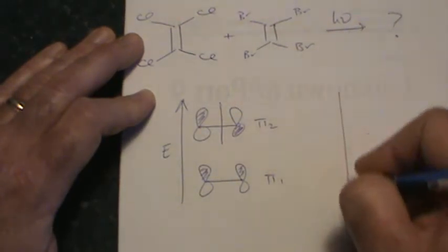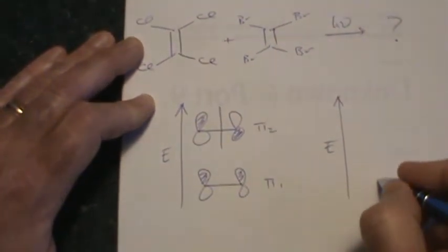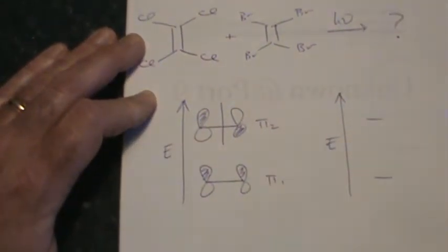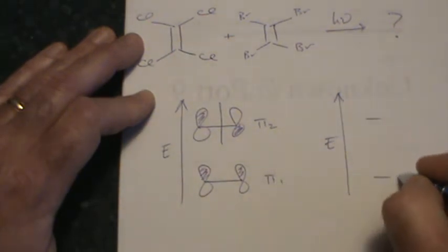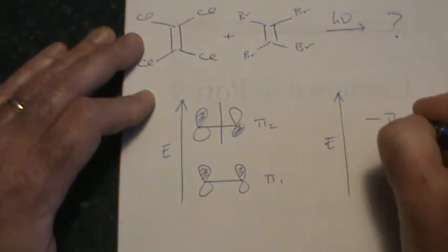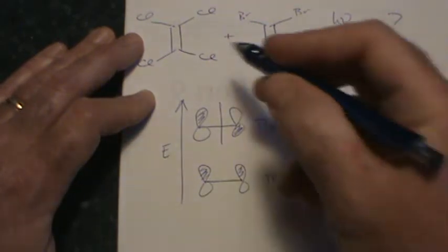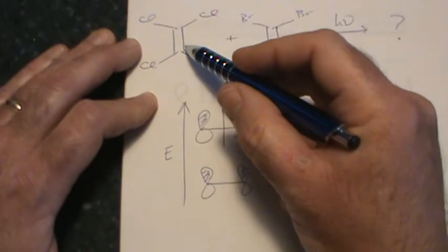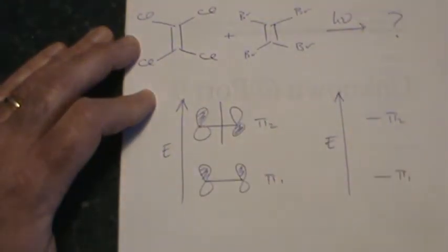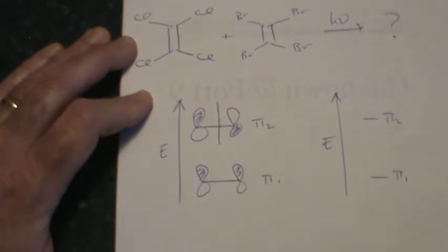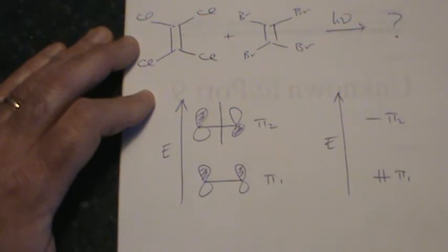And so I'm going to redraw this here, where instead of drawing out the pi molecular orbitals, I'm just going to put a little line there representing the energy level of both pi 1 and pi 2. And I'm going to ask the question, well, where are the electrons? Again, it doesn't matter whether we're describing tetrachloroethylene or tetrabromoethylene because they're both ethylenes. This describes them both. For either one, the 2 pi electrons would reside in pi 1.